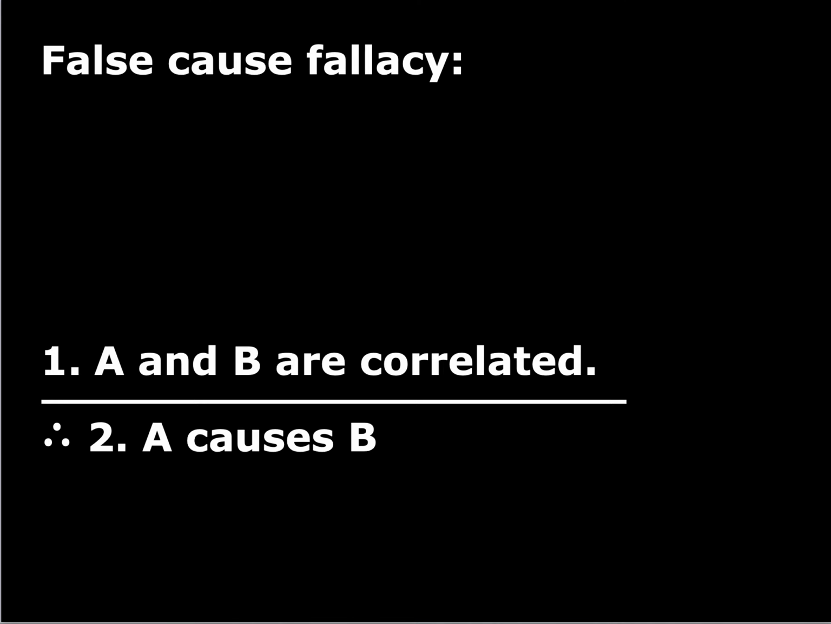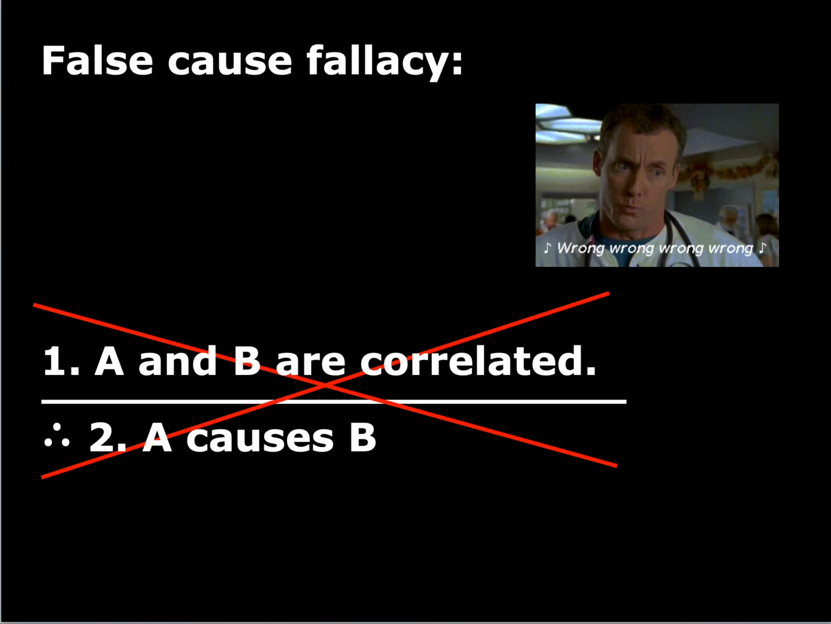So let's summarize. False cause fallacy, or the most basic form of it, is this. A and B are correlated, therefore A causes B. And that is just fallacious. You shouldn't do that. That's a bad argument.